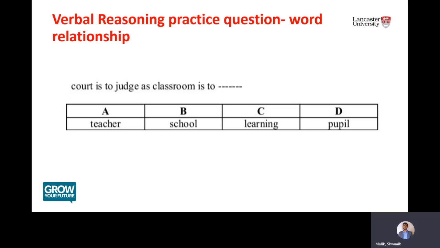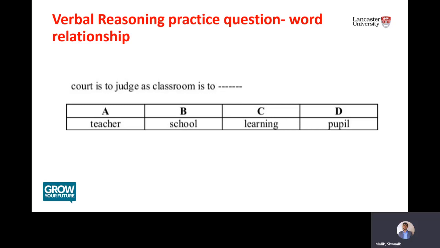So the best way to go about these questions is to determine the relationship between the first pair of words. So court is to judge. What's the relationship between the two? There's two ways of thinking about it. Firstly, who is in charge of a court? A judge. By that same logic, who is in charge of a classroom? A teacher. So that's one way that you could have got to your answer.